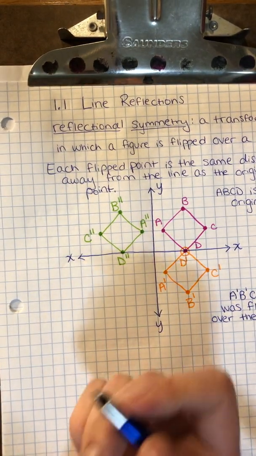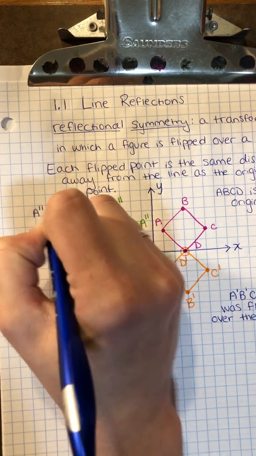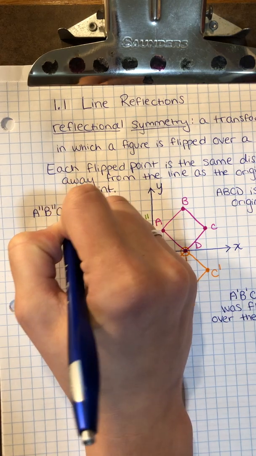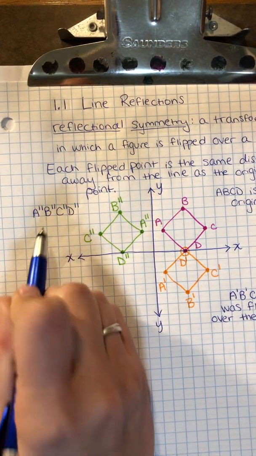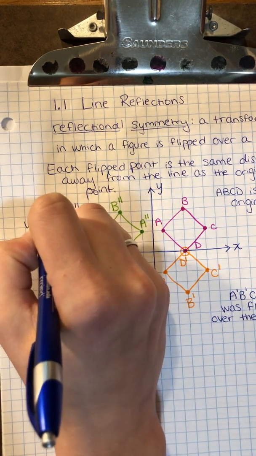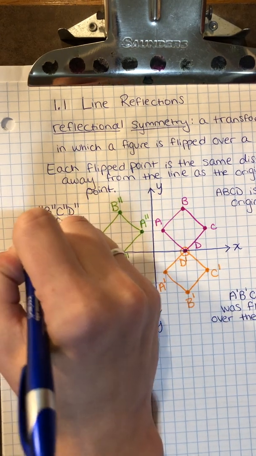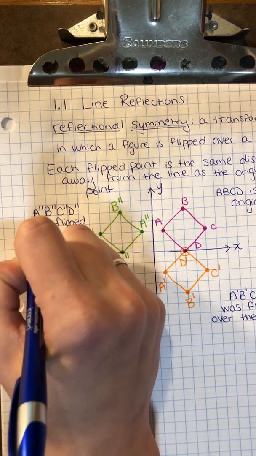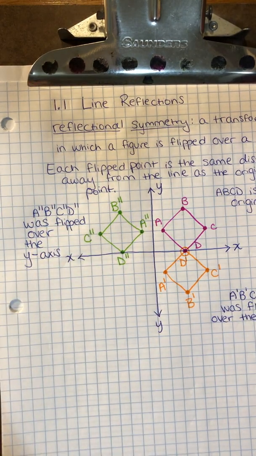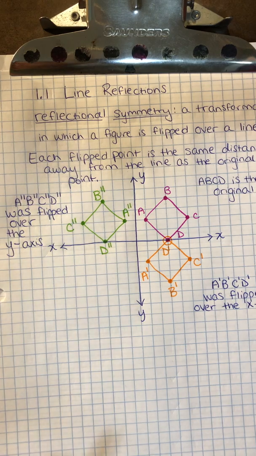The name of this shape is really long. A double prime, B double prime, C double prime, D double prime. So this shape was flipped over the y-axis. We flipped one shape over the x, and we flipped our double prime shape over the y.